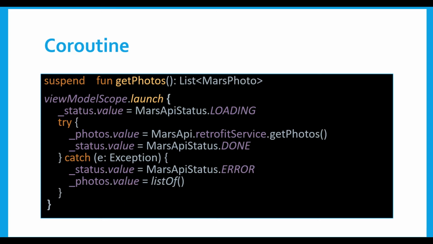And as you see here, a suspend function getPhotos is declared, of type list of MarsPhoto, a data class which encapsulates photos. Then they used coroutine viewModelScope, where this function is actually called, as you see here. This function obviously is a suspend function, and we will exactly focus on this.